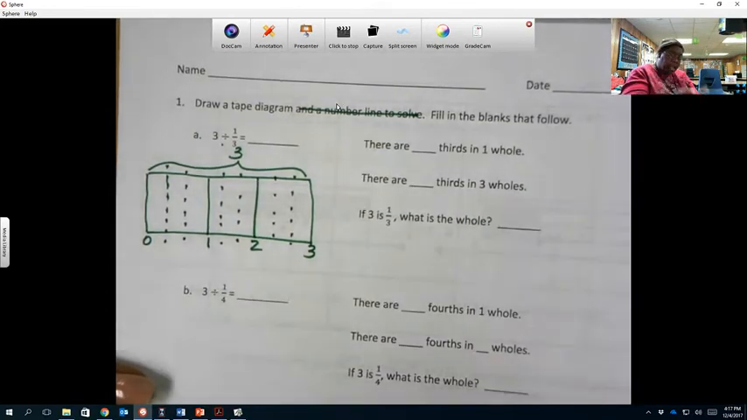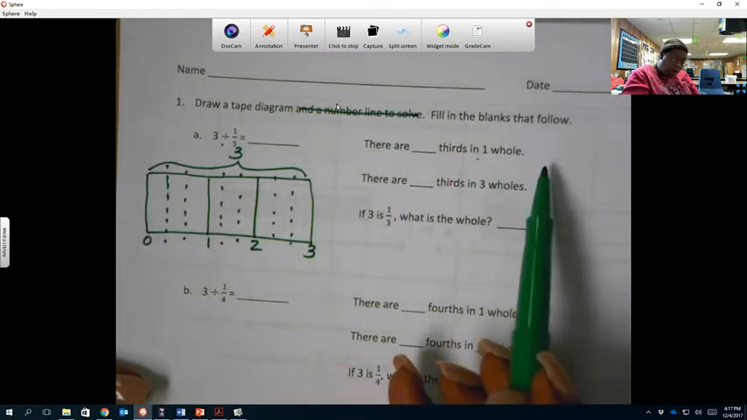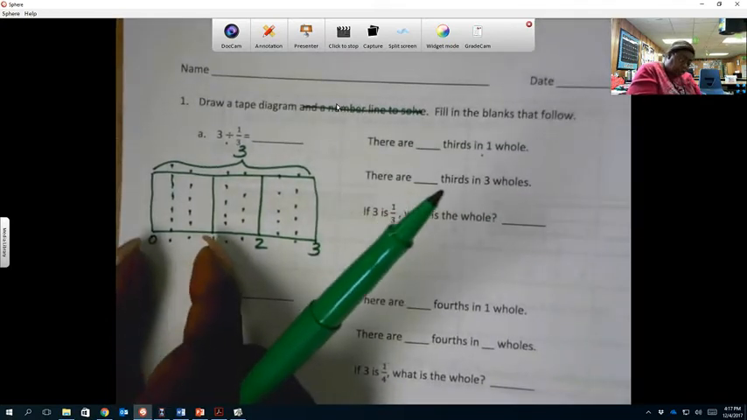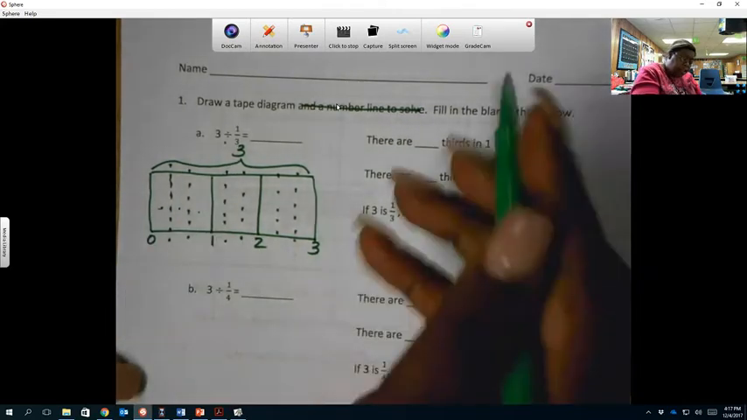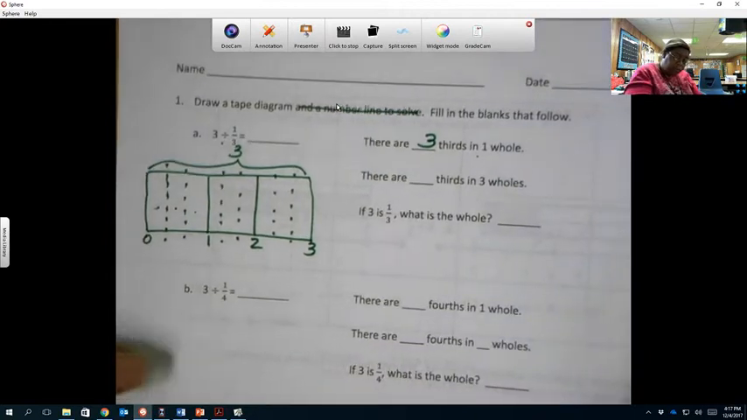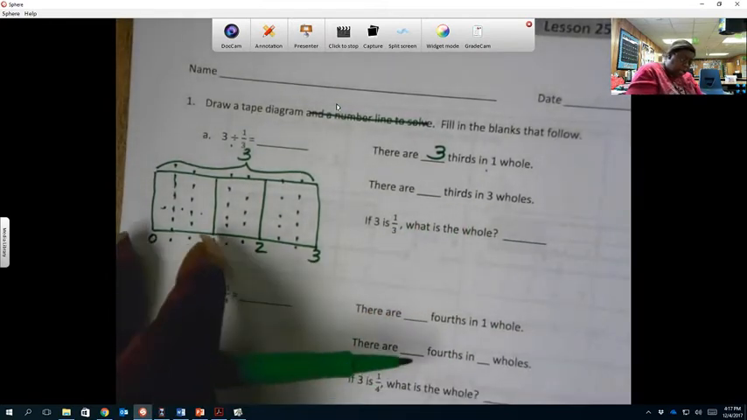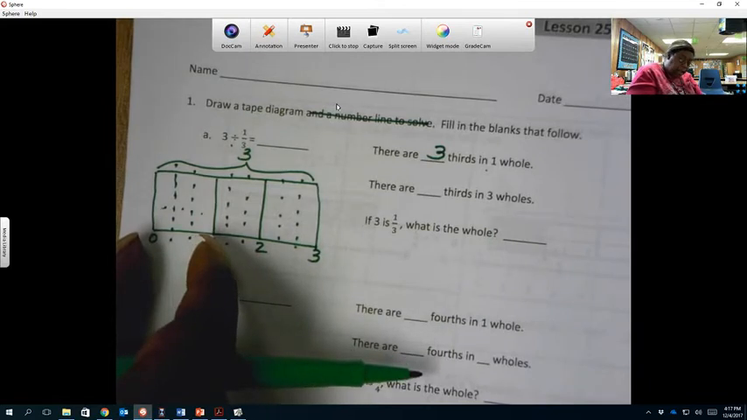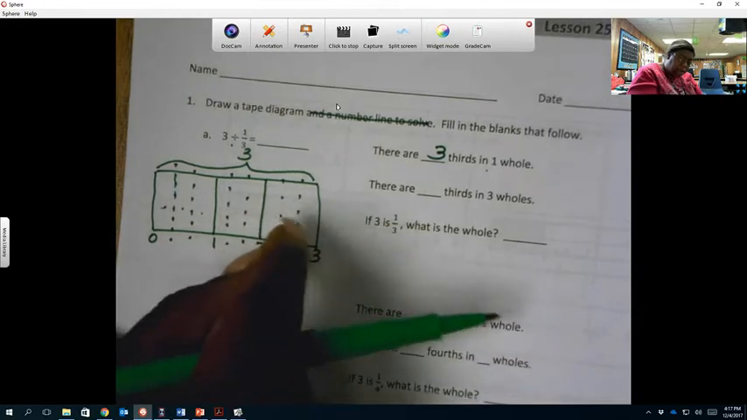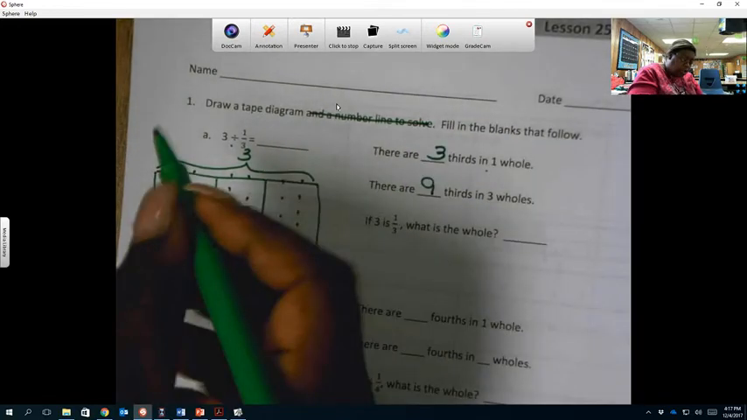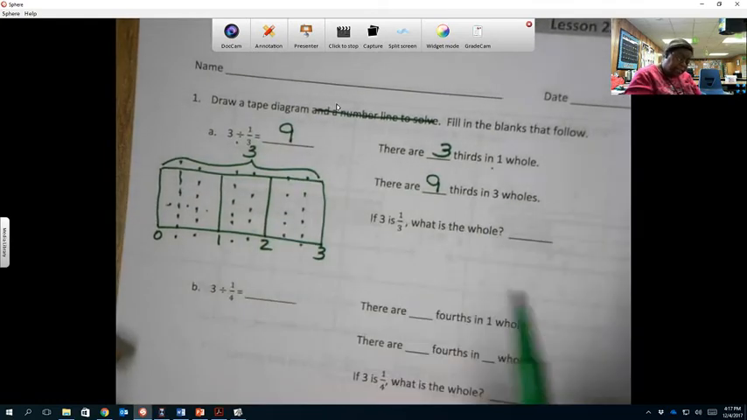Okay. Now I'm going to go up here. There are blank thirds in one whole. Well, if I take a look, this is one whole unit, and there are 1, 2, 3 thirds in one whole. There are blank thirds in 3 wholes. Well, here's a whole that had 3, here's another whole that had 3, and here's another whole that had 3. That's 9. So 3 divided into thirds is 9.